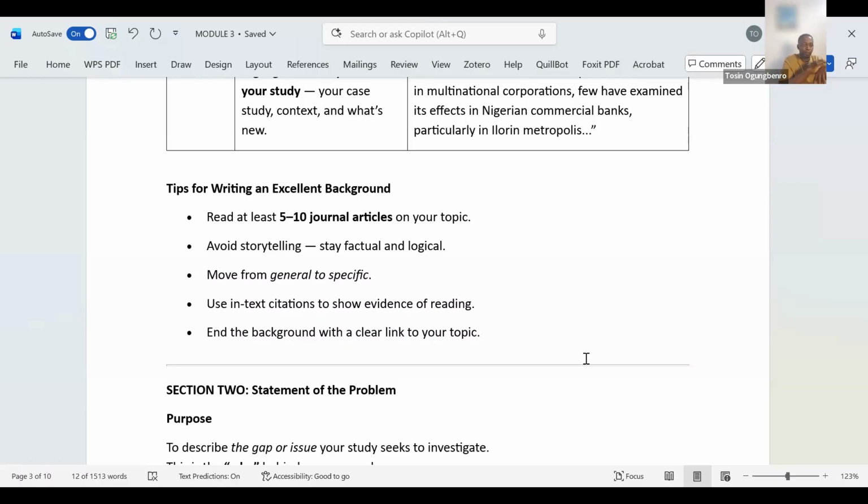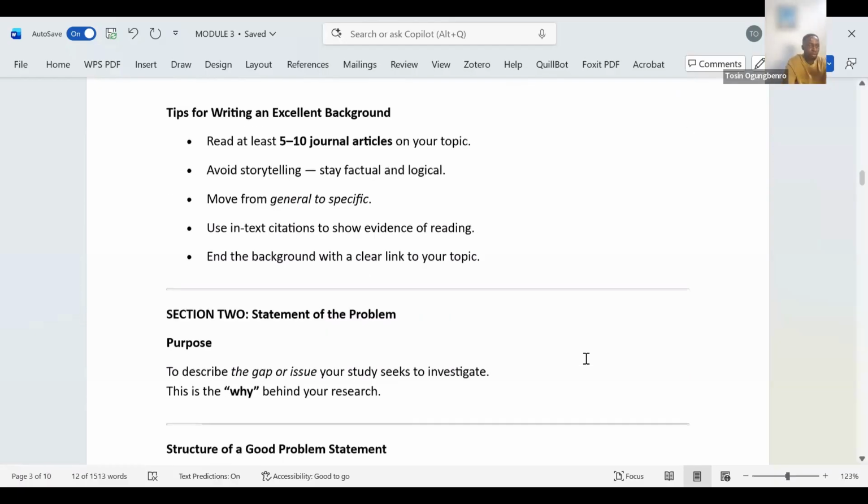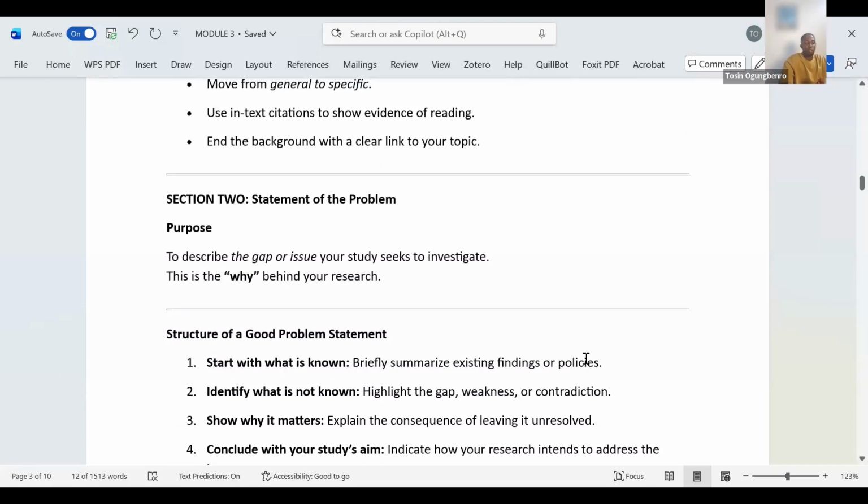So you use in-text citations to show evidence of reading, and the background with a clear link to your topic. Yes, you have to link it to something. So it's a statement of problem. The purpose of a statement of problem is to describe the gap or issue your study seeks to investigate. This is the why behind your research.